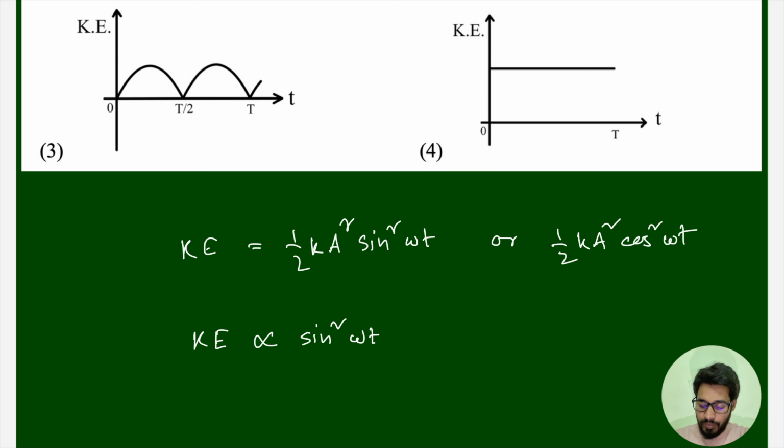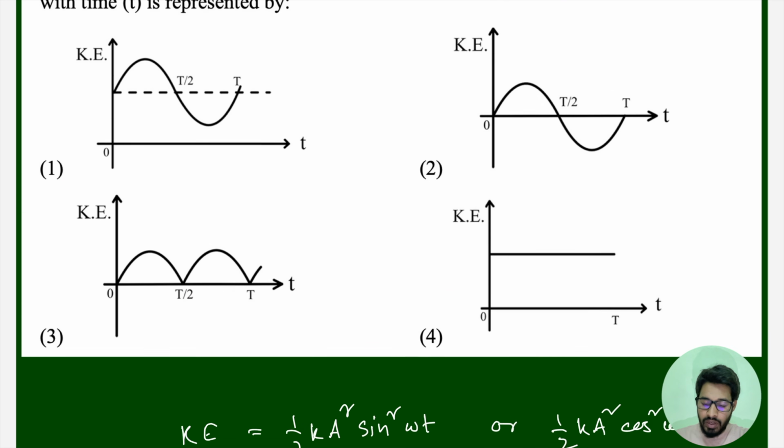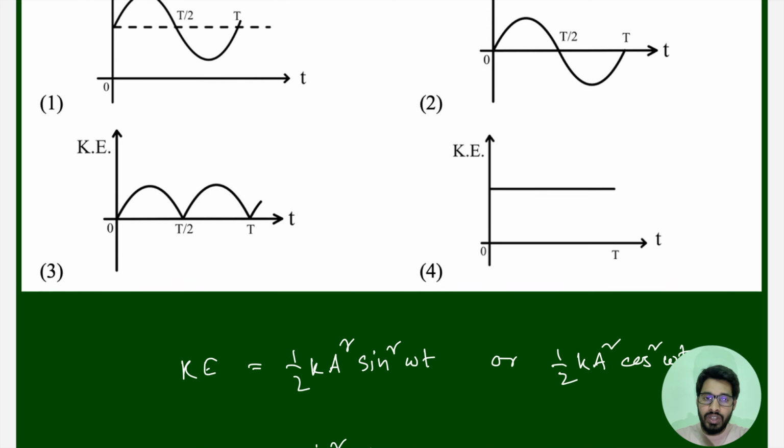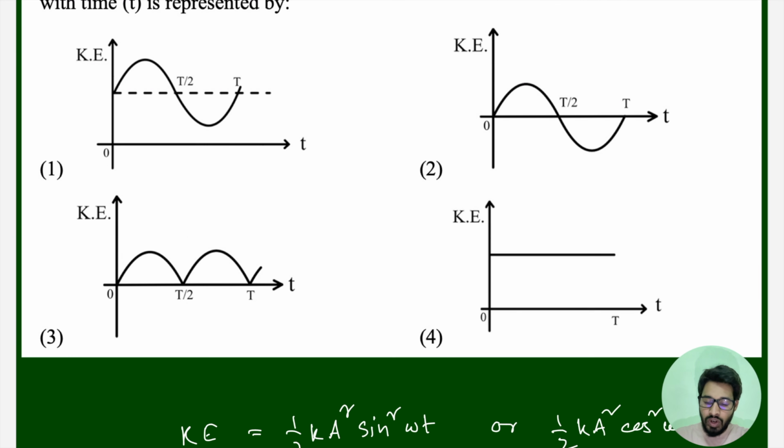Now the question is, how will the graph look like? The first one is not possible. The frequency of the kinetic energy will be twice the frequency of simple harmonic motion. That means the time period will become half. So if you see the first option, this is not possible because here they have given the time period as T only. It could be possible if we imagine the time period is T by 2.